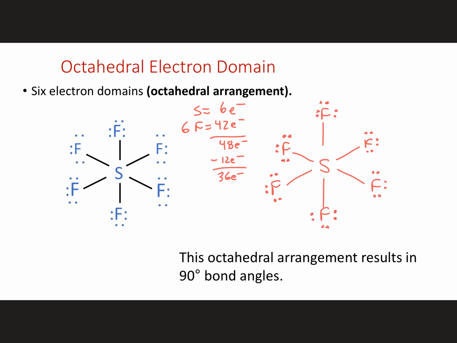Here I have 6 different electron domains. I still have the axial and equatorial position, but because I have 90 degrees from my axis to my equator, and now I have 4 positions around the equator, 4 equatorial positions, I also have a 90-degree bond angle here. So we are back to identical bond angles.